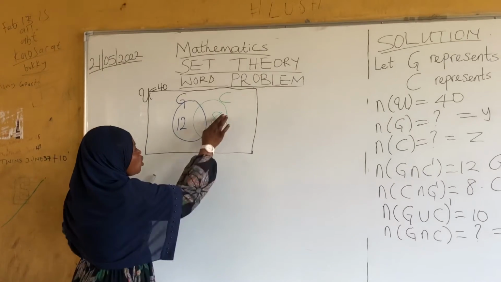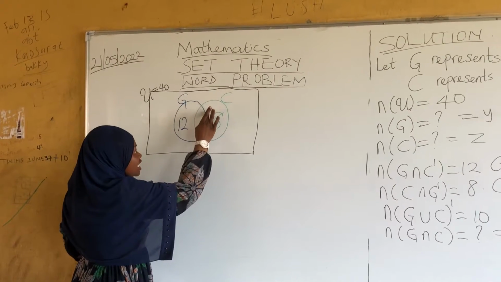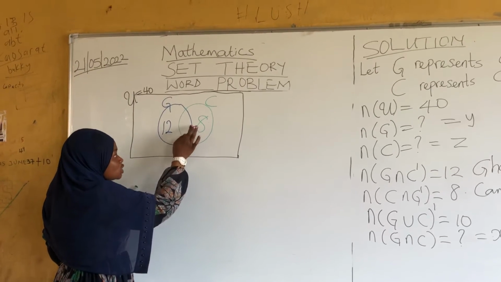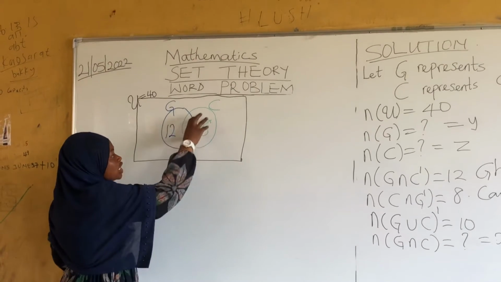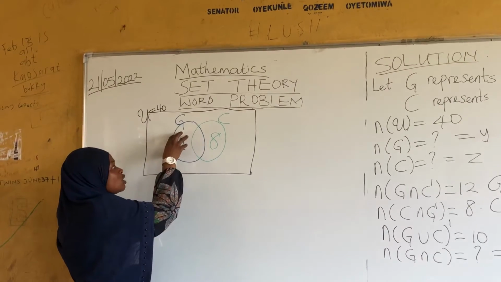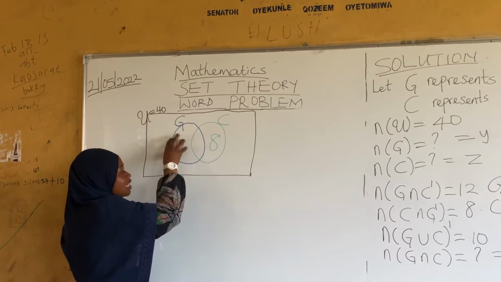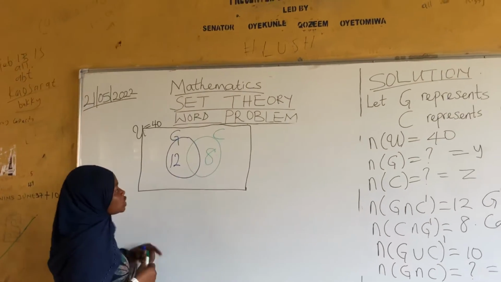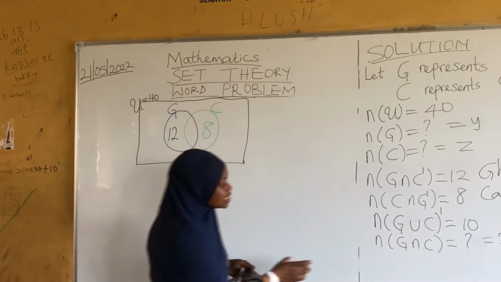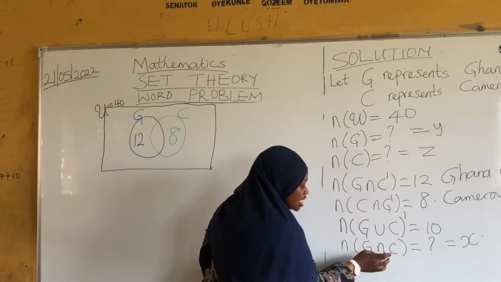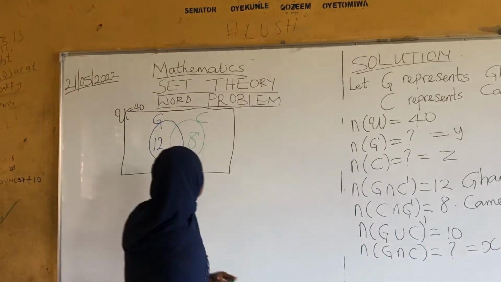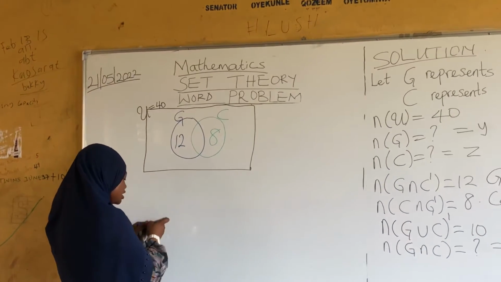So for Cameroon only, let's say this is the border here. That means they have never reached this place at all. They have only been to Cameroon only, and this place they have only been to Ghana only. But those that have traveled to both countries will be at the middle, and that is the coordinate of G intersect C, which we want to find out. We have represented it to be X. So let's write X.